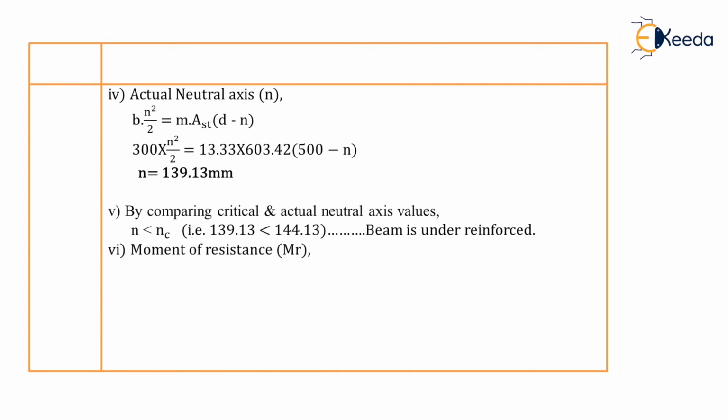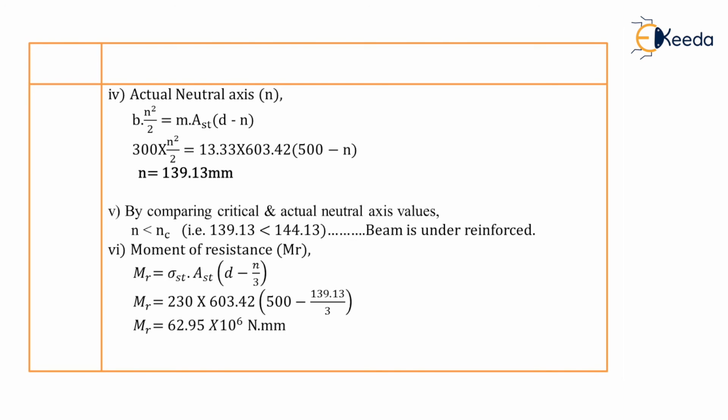We have the formula for calculating the moment of resistance for an under reinforced section, and we have to use that formula. The formula is MR equal to sigma ST into AST into bracket D minus N by 3. We have all the values here, and by putting all values in this equation, we can calculate MR. We got the moment of resistance as 62.95 × 10⁶ Newton mm, which is also equal to 62.95 kilonewton meter.